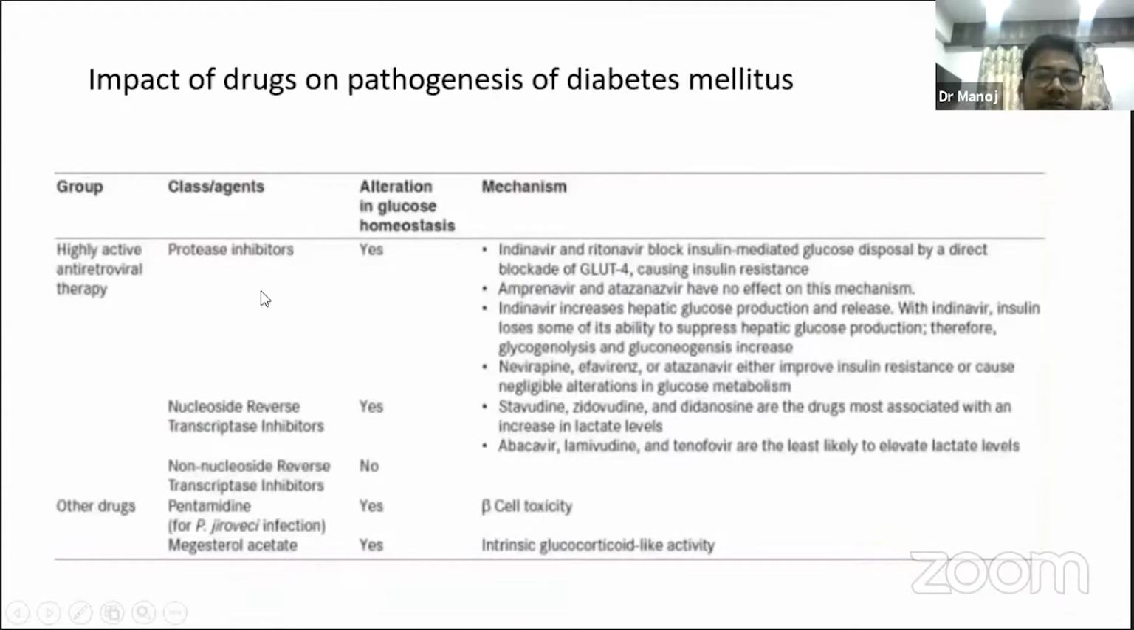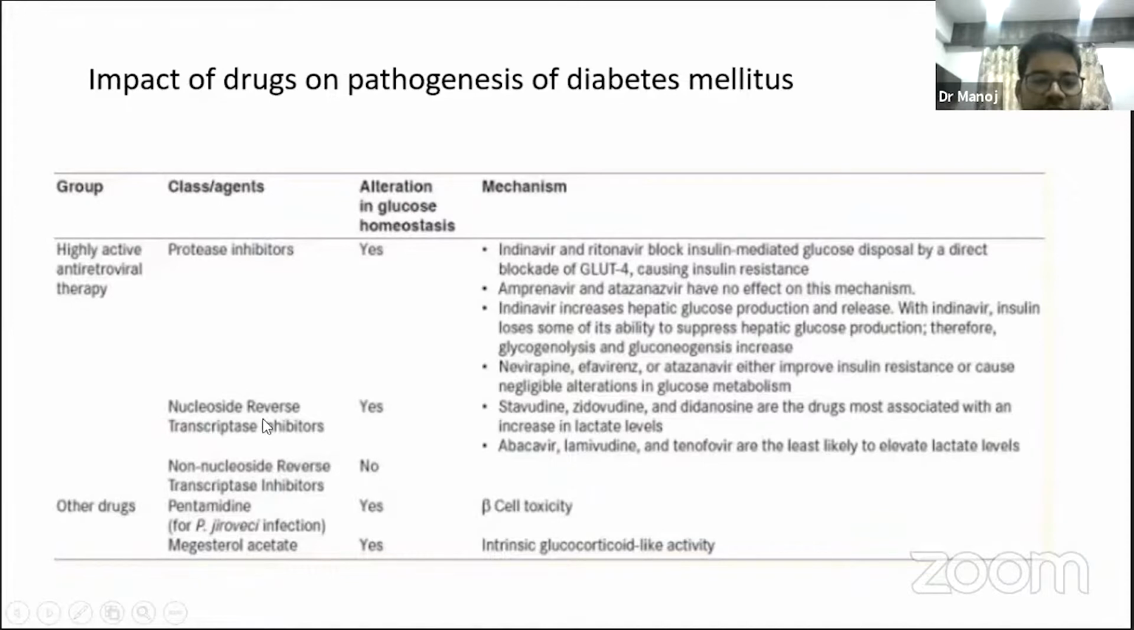Now, coming to the impact of drugs used in the treatment of HIV on the pathogenesis of diabetes mellitus, various drugs lead to alteration in glucose homeostasis. Protease inhibitors, as I told previously, like indinavir and ritonavir, block insulin-mediated glucose disposal by directly blocking the GLUT4 receptor. Then there are various drugs that increase hepatic glucose production and release. With indinavir, insulin loses some of its ability to suppress hepatic glucose production, and glycogenolysis and gluconeogenesis increase.